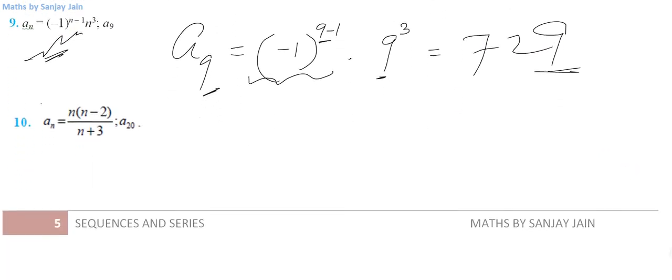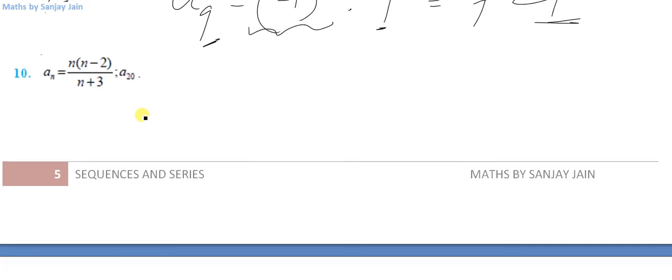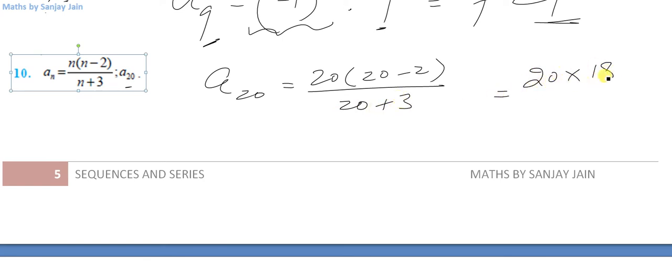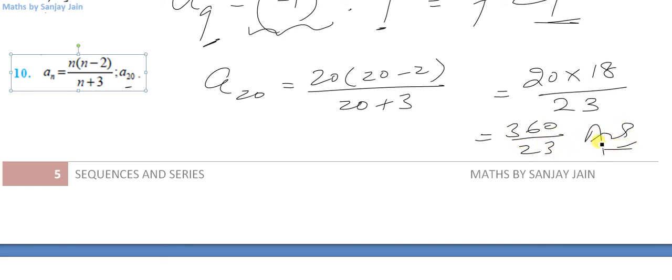Let us look at the 10th question. I need to find A20, that is the 20th term. So what I am doing is I am replacing n with 20. 20 minus 2 divided by 20 plus 3. So it will be equal to 20 into 18 divided by 23. So 360 in the numerator, 23 in the denominator. This is your answer.